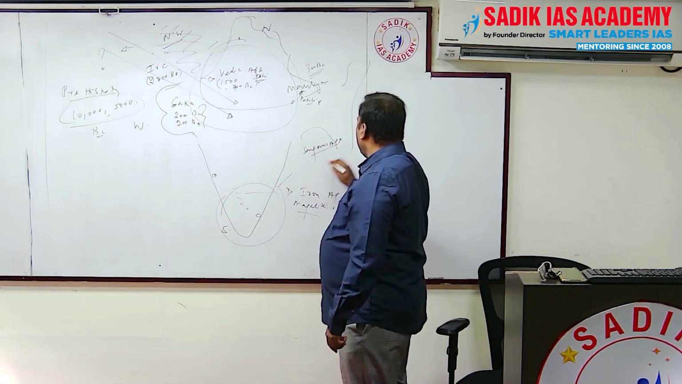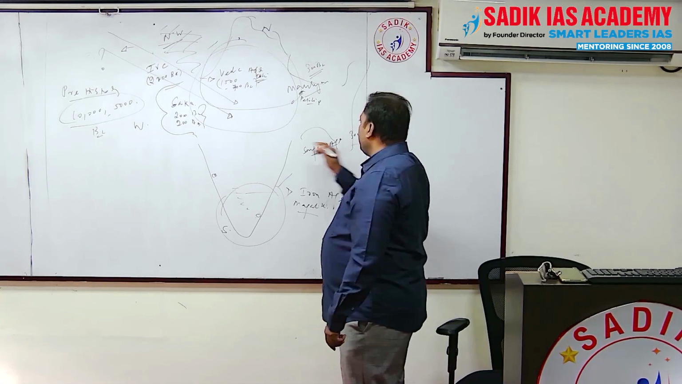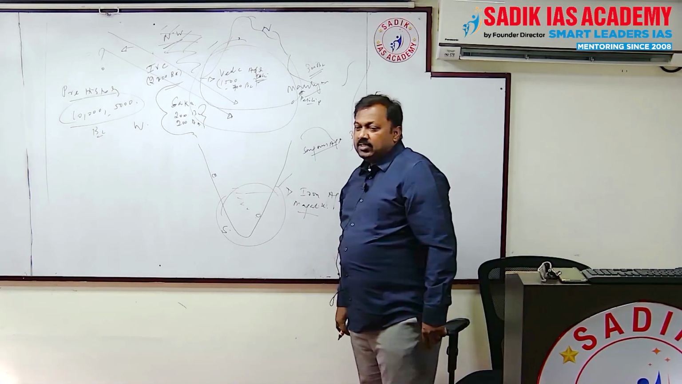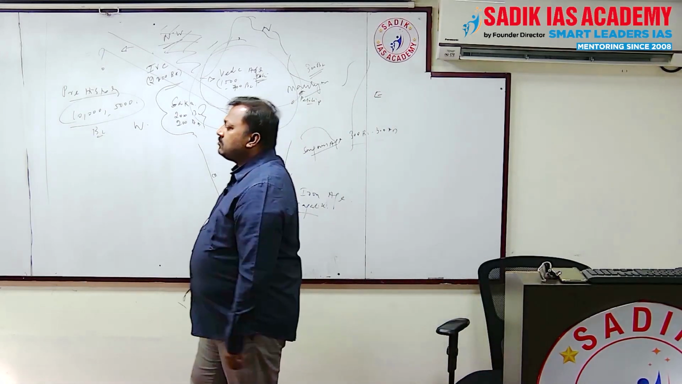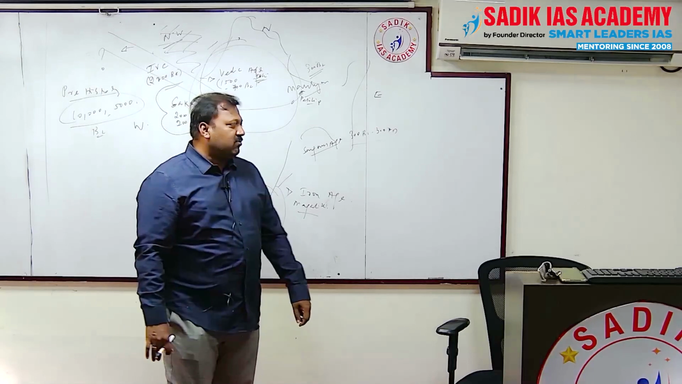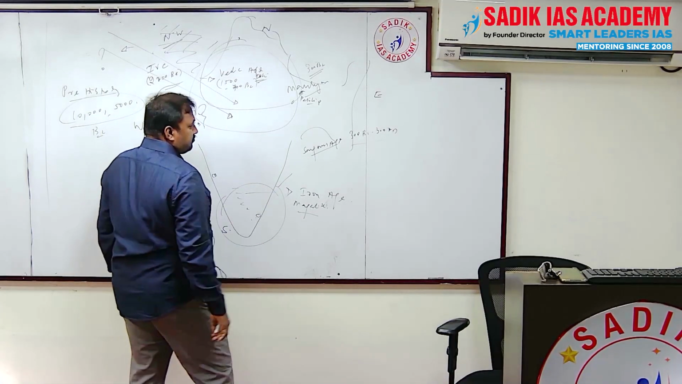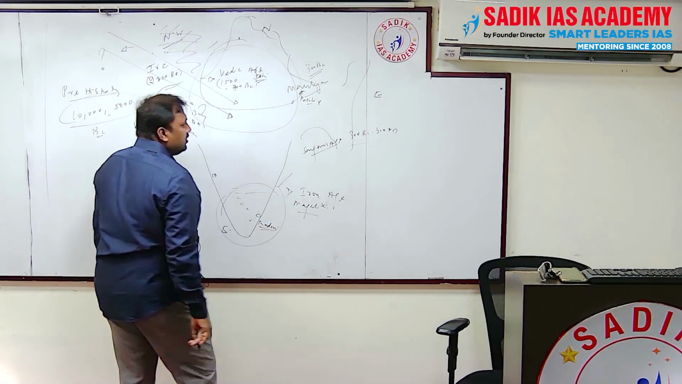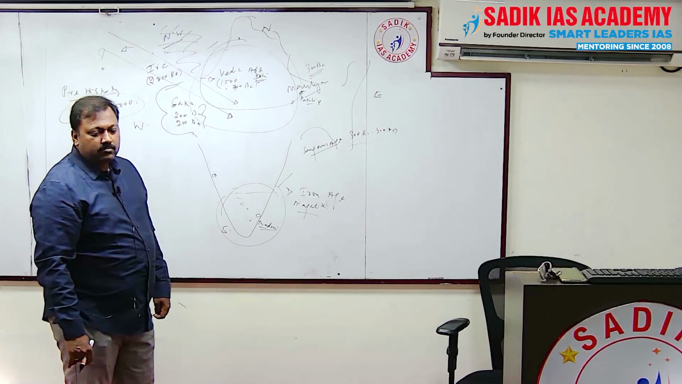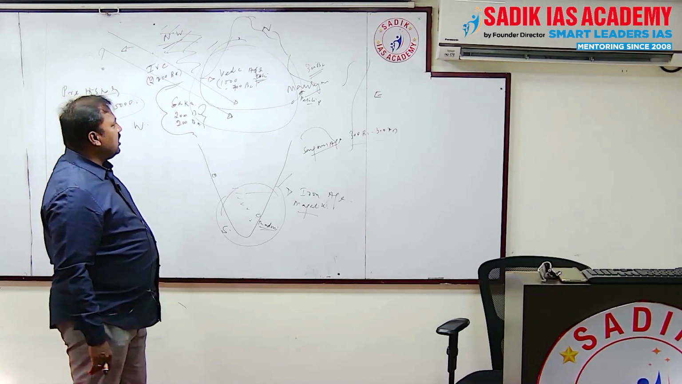Sangam age, period same, 300 BC to 300 AD. There I have given 200, but I am just matching Sangam. The people of Sangam. In South India we have Tamil. So, these people, their center is Madurai. They hail from Madurai. We have dynasties in Madurai. Are you understanding this?